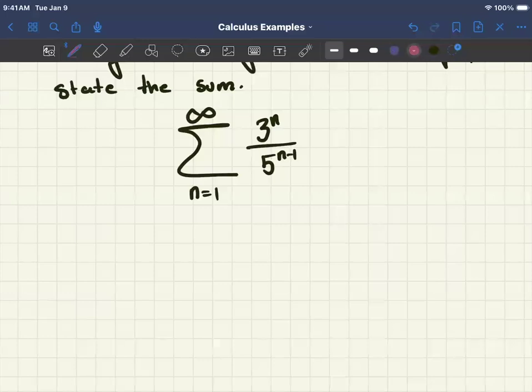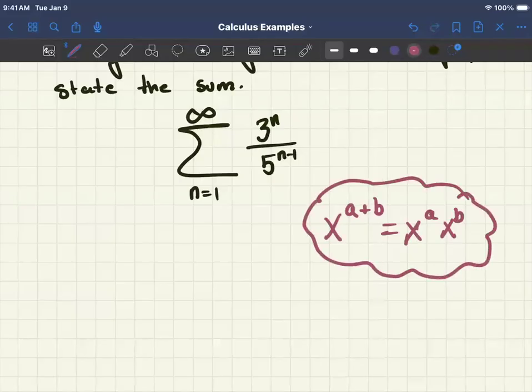Before we do that, I do want to point out one of the nicest things of algebra: if you have x to the a plus b, this is x to the a times x to the b. And we're going to use this as a tool today. So in particular, notice that if we have 3 to the n, I will actually use it in our work here.